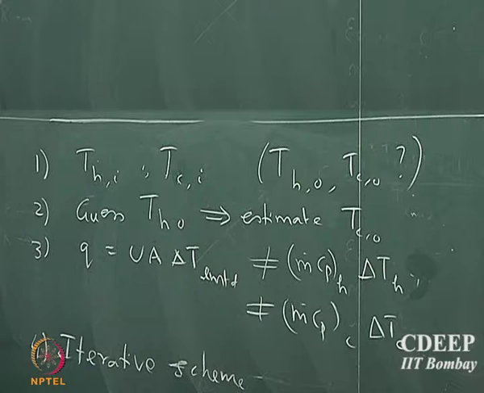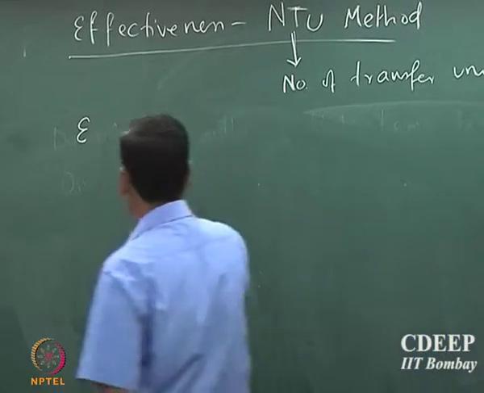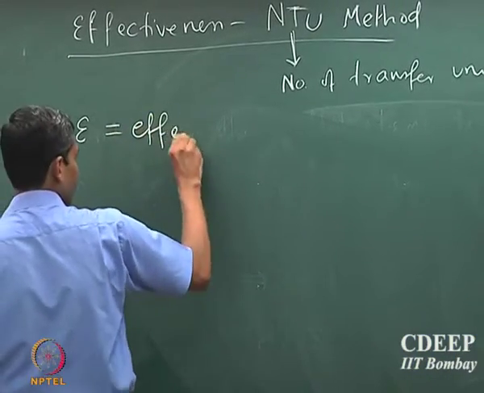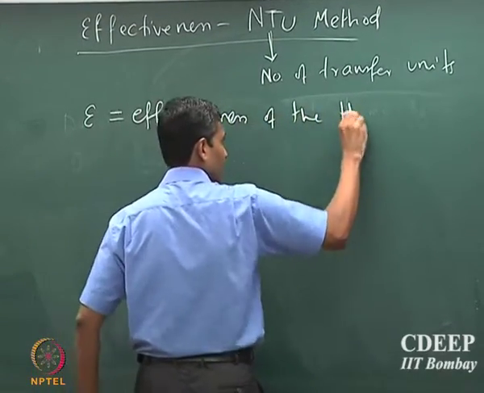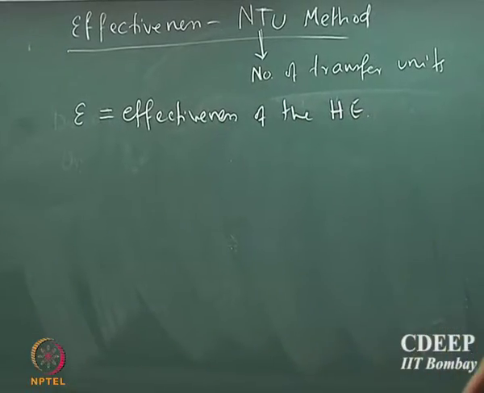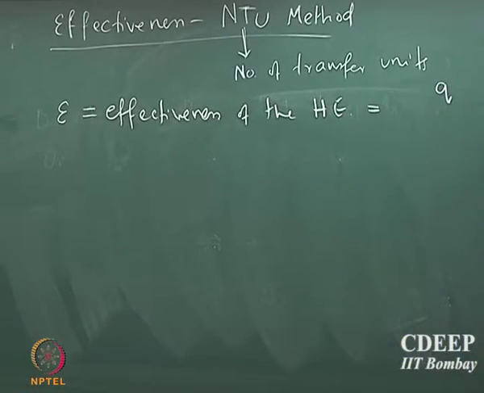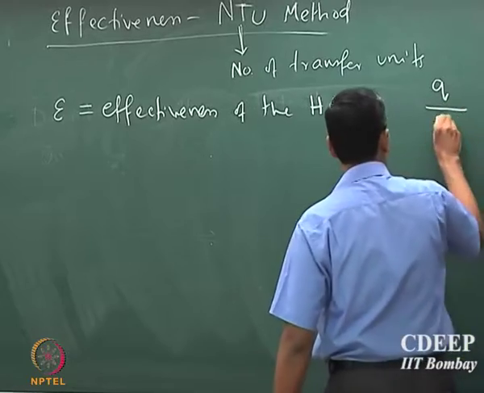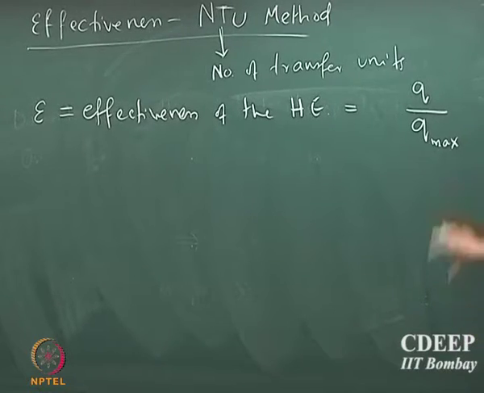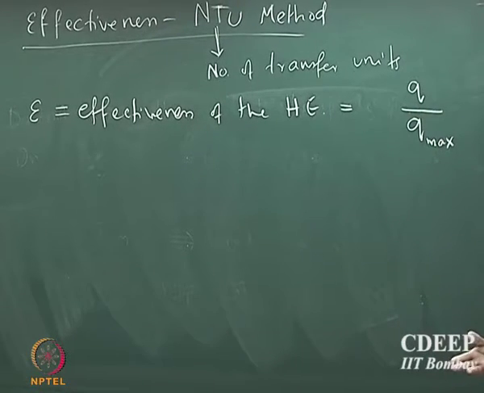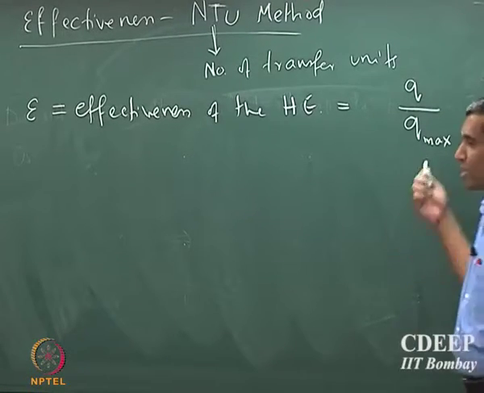So I define epsilon as the efficiency or the effectiveness of the heat exchanger. Okay. So epsilon is the effectiveness of the heat exchanger, and that is simply defined as the actual amount of heat that is transported, which is Q, divided by the maximum possible heat transport. So now if I know how to estimate Q max, I am done. I can find out what is the efficiency of heat transport. How do I find Q max?